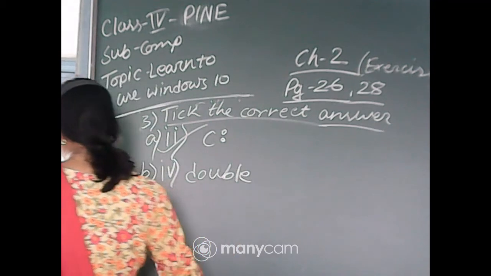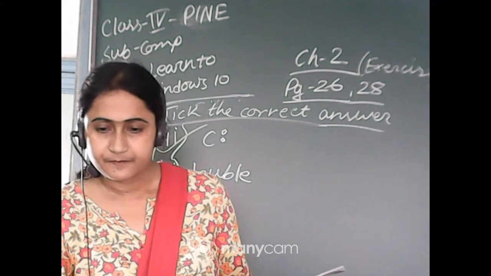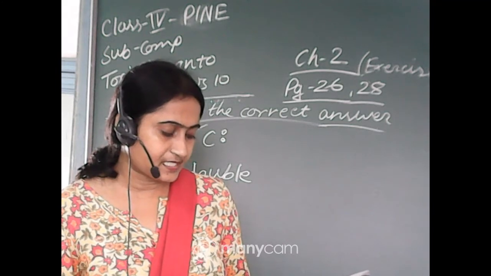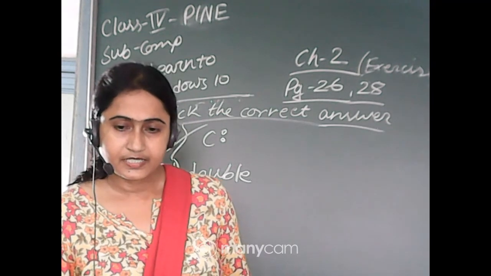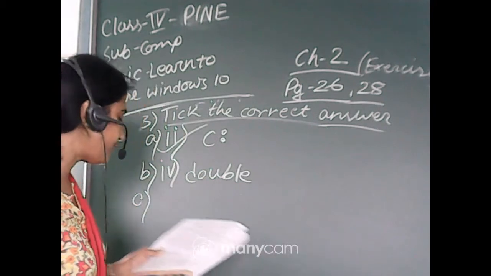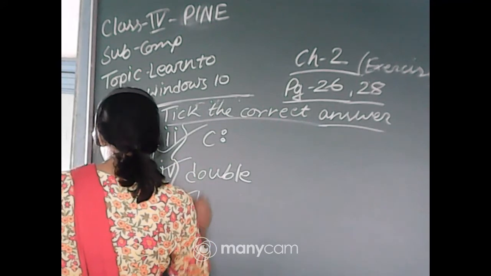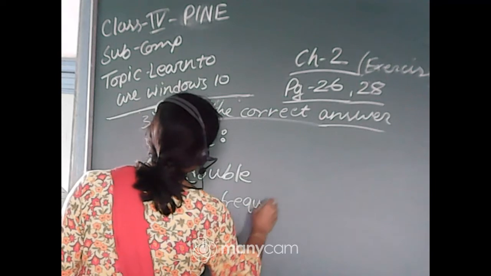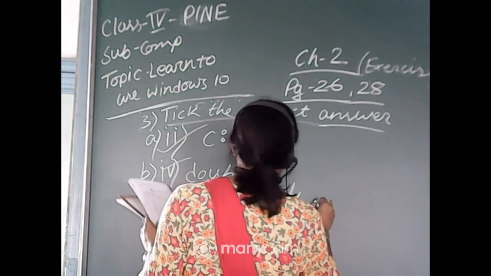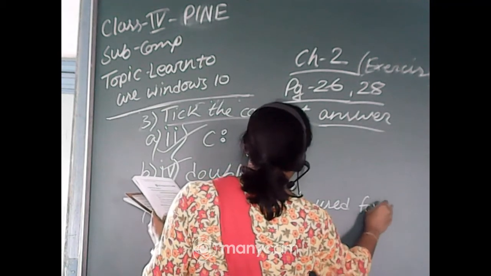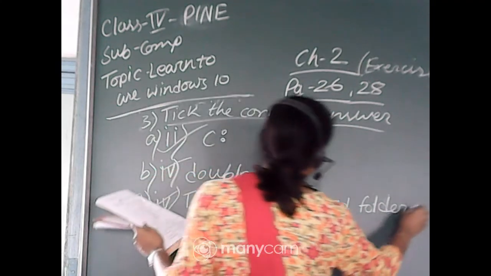Next number C. Dash gives access to the files or folders which are used most of the time. Option 4 is the correct answer. This is option 4. The frequently used folders section.